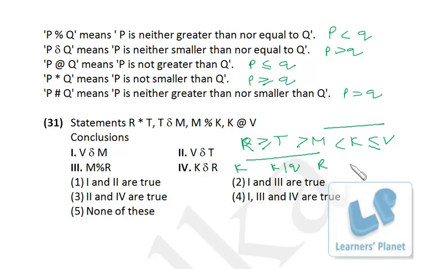Greater than sign, so R may be king, T king or queen, may be rook. I assign this to be queen and this to be maybe king, maybe queen, right? Now V delta M, that means V is greater than M. V delta T, that means V is greater than T. M percentage R, that means M is less than R. And K delta R, that means K is greater than R.